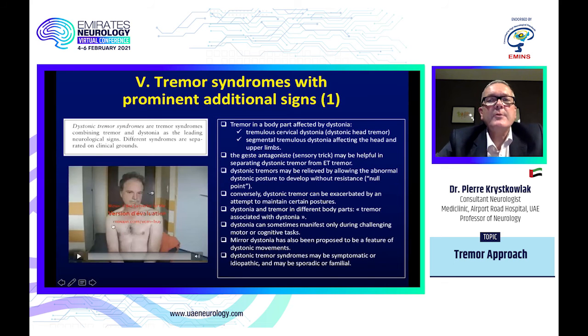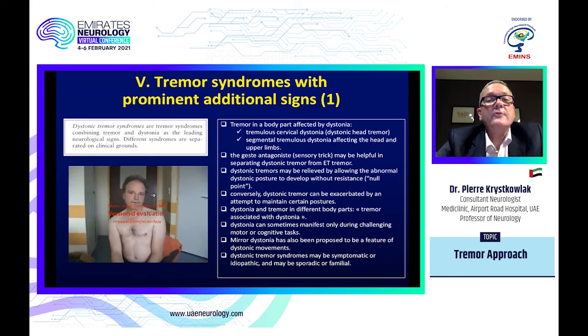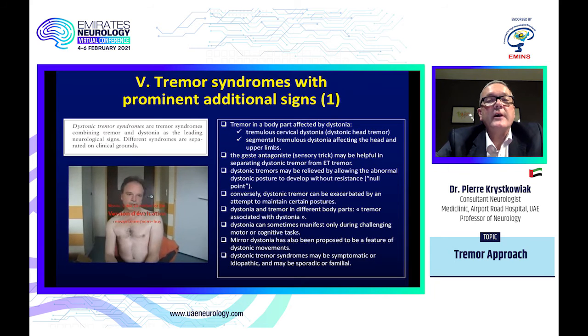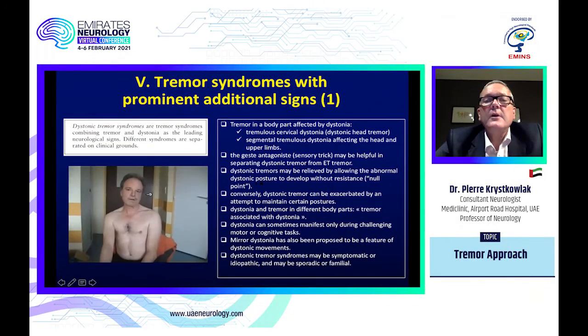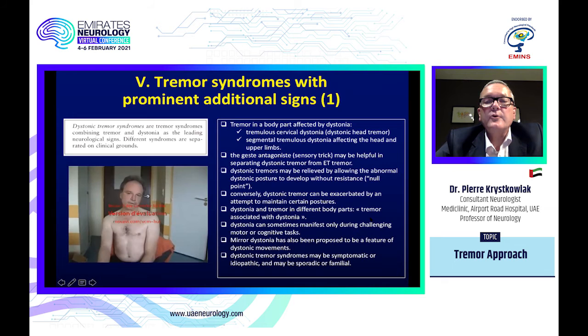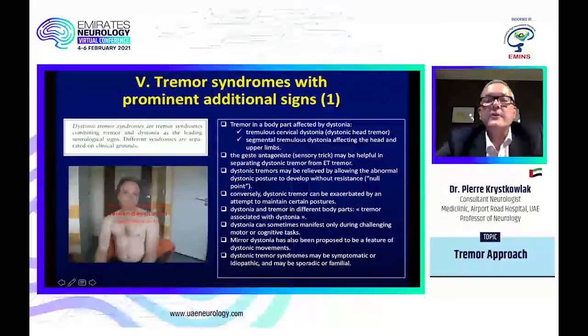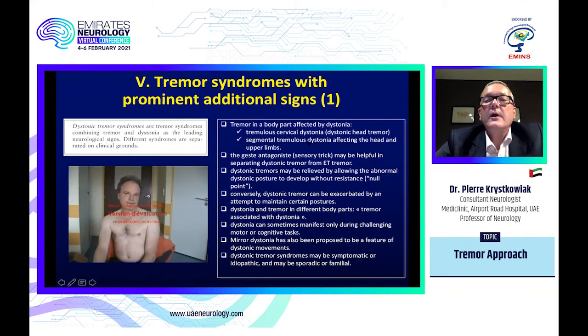Now let's move to tremor syndromes with prominent additional signs. First of all, dystonic tremor syndromes are tremor syndromes combining tremor and dystonia as the leading neurological signs, and different syndromes are separated on clinical grounds. What is important is that the tremor is in a body part affected by dystonia. Otherwise, it's a little bit different: it's just a tremor associated with dystonia when the tremor and dystonia are not in the same body part.